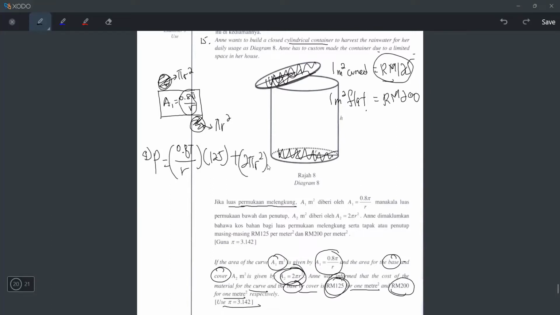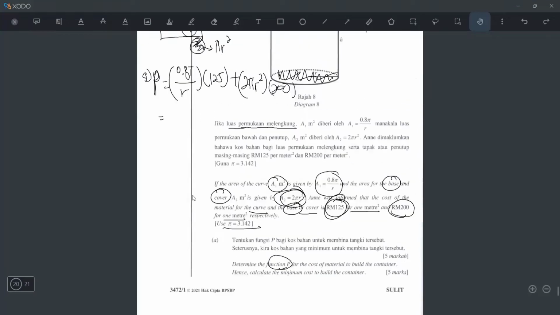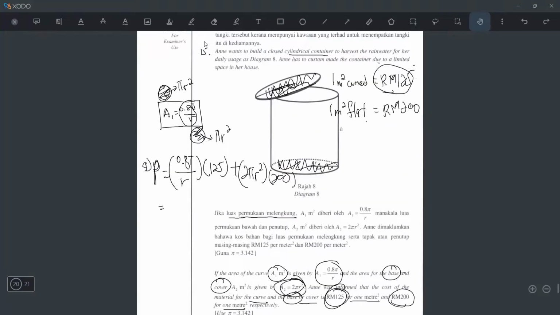This is just the area, but for the cost you times with 200, and then when you take this one plus this one, you get the P. The P is the total price. You see, determine the function P for the cost of material, the total cost to build the container. So the total cost will be this one, multiply and add.